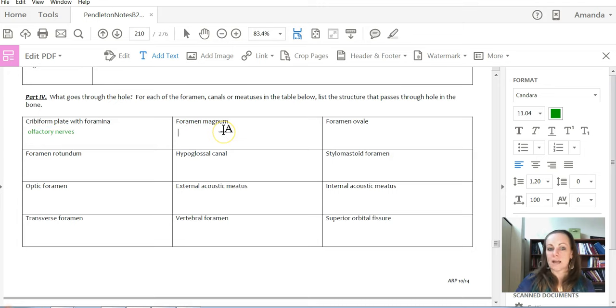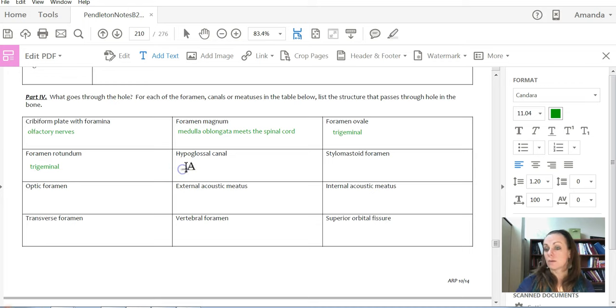The foramen magnum, that's really the place where the medulla oblongata meets the spinal cord. So above the foramen magnum is going to be medulla oblongata, below it is spinal cord, okay? The foramen ovale, I definitely want you to know that the trigeminal nerve goes through that, and a branch of the trigeminal nerve also goes through the foramen rotundum.